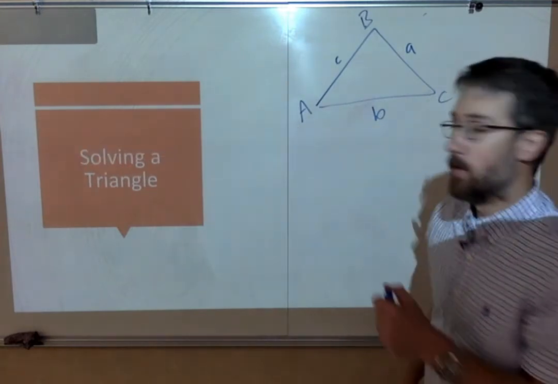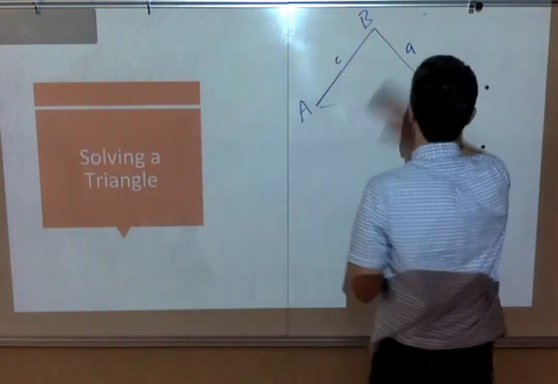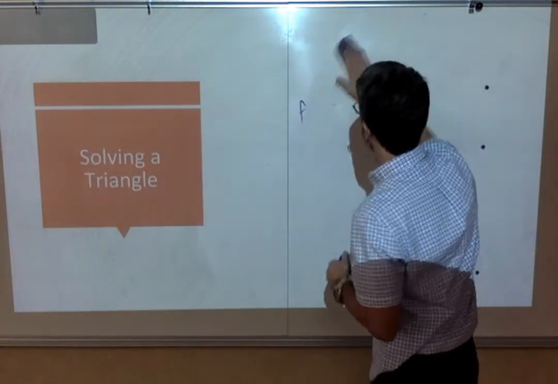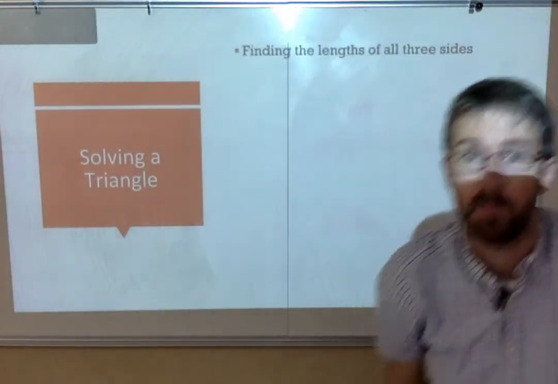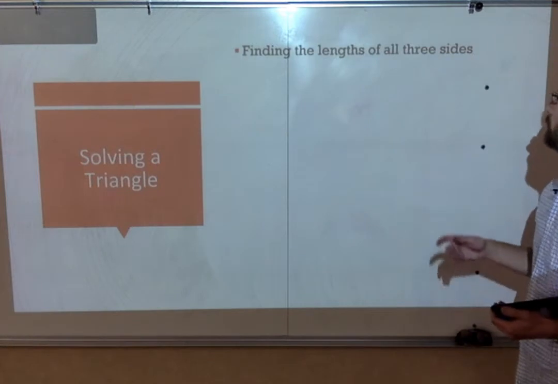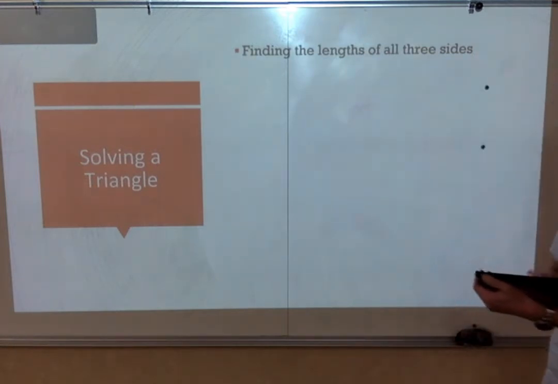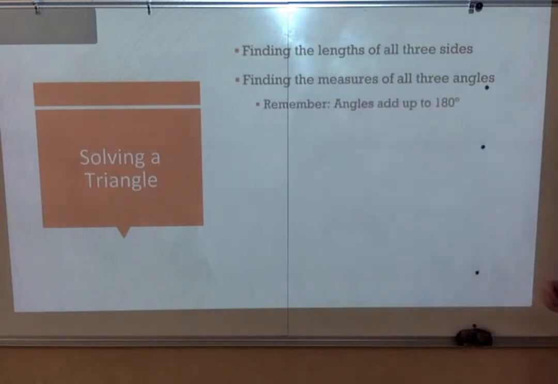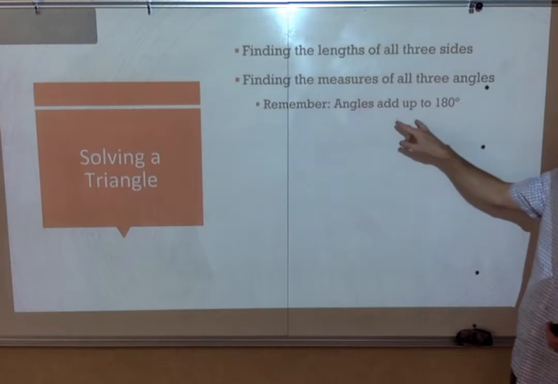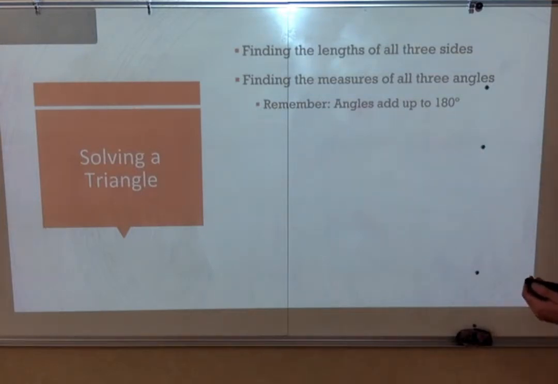All right, so when we're using this to solve a triangle, we've got some steps to go through. First, what solving a triangle means is that we found the length of all three sides, and we know the measurement of all three angles. And remember when doing these, angles of a triangle add up to 180 degrees.